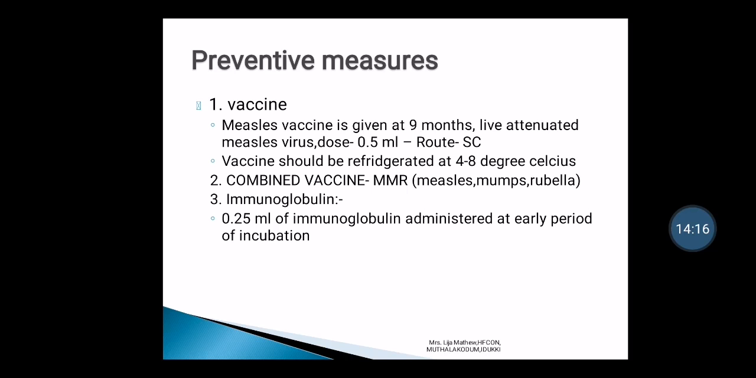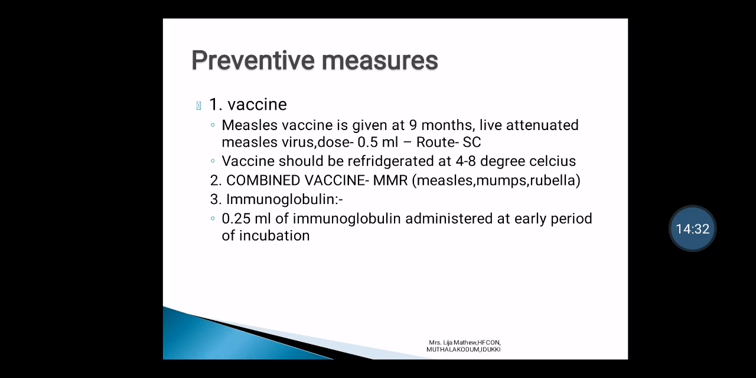So subcutaneous route, the dose is 0.5 ml. The vaccine should be refrigerated at 4 to 8 degrees Celsius. Then this is the monovalent vaccine, the vaccine given for measles alone, that we have been talking about.